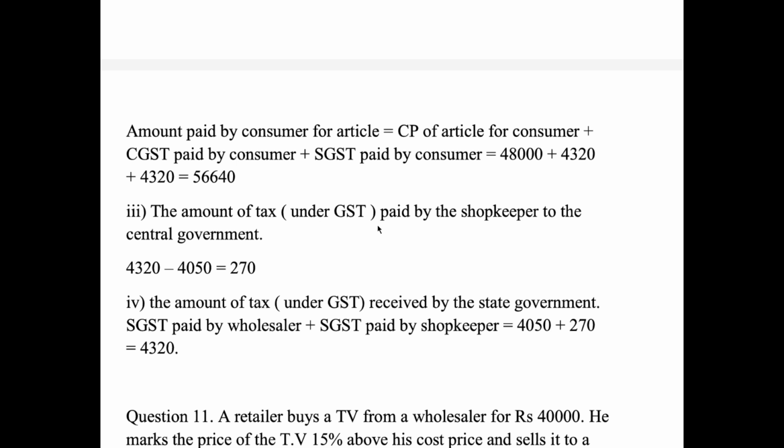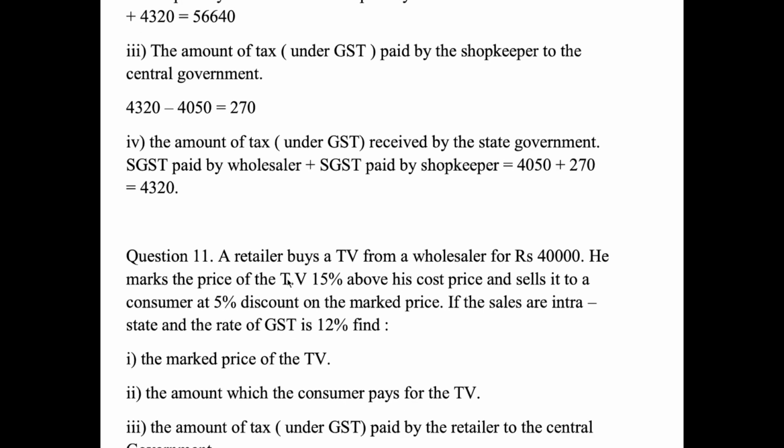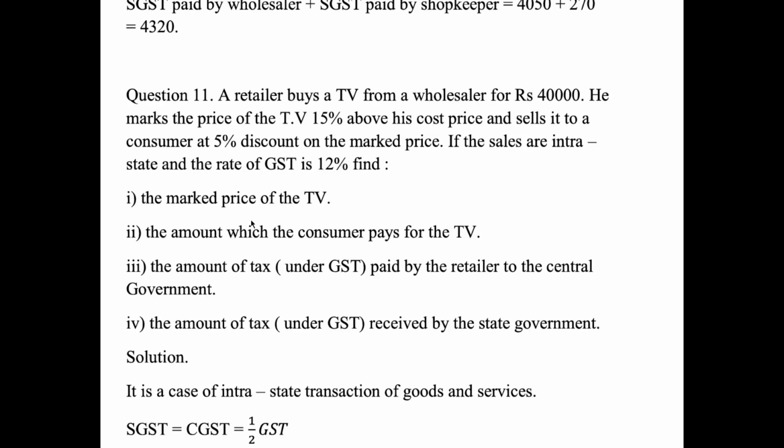Come to the next part of the question. The amount of the tax under GST paid by the shopkeeper to the central government, that is 4320 minus 4050, that comes to 270 rupees. Come to the next part of the question. The amount of tax under GST received by the state government, that is SGST paid by the wholesaler plus SGST paid by the shopkeeper, that is 4050 plus 270, that comes to 4,320 rupees.